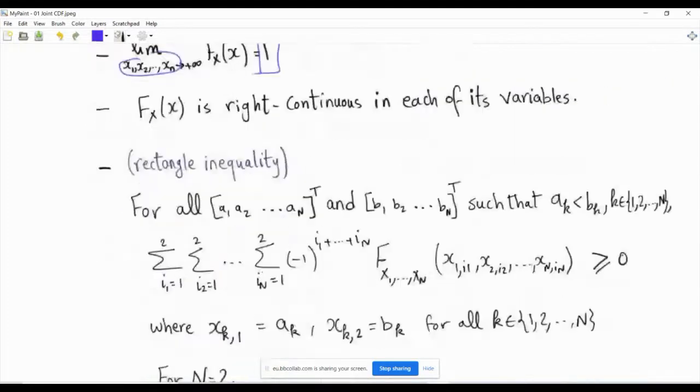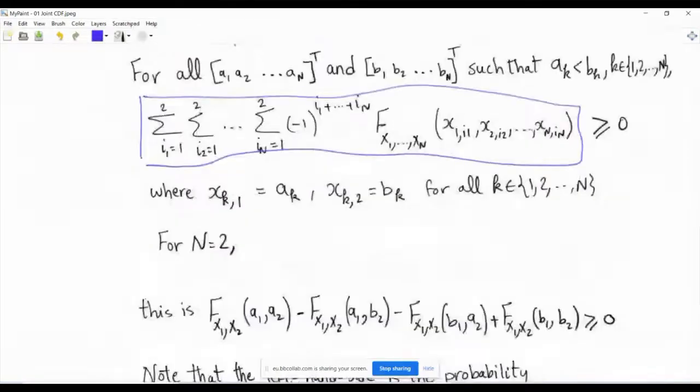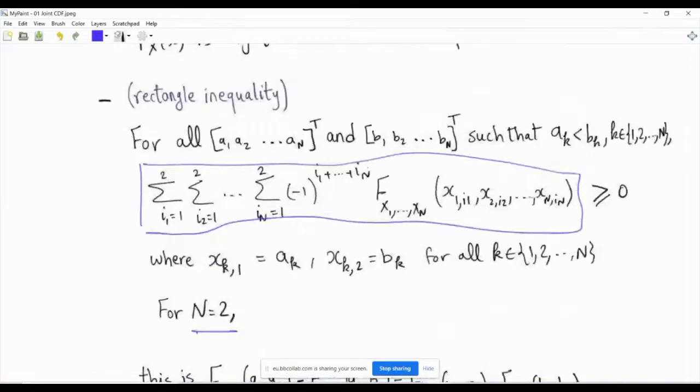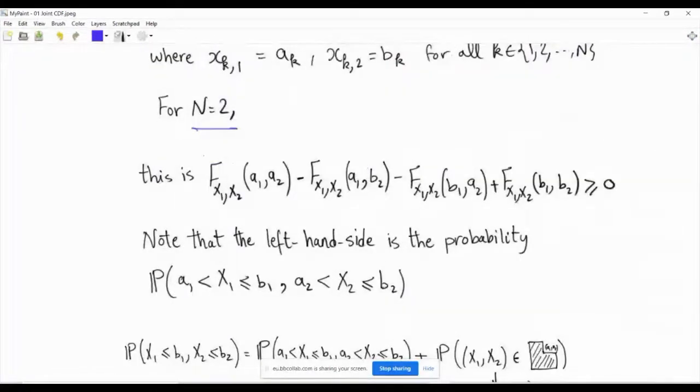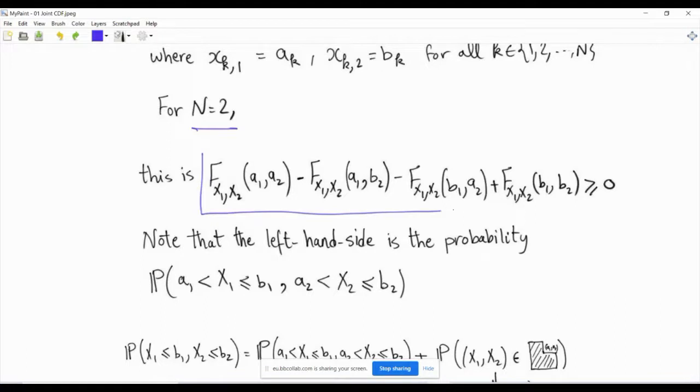And then last time we stopped at the rectangle inequality, which is basically this condition here. And this condition may look mysterious, so I said that, you know, let's try to investigate it when we just have 2 random variables. Okay, so for the case when big N is equal to 2, basically this rectangle inequality will be this probability here. Or let's not say probability, let's say that it will be this expression here. Okay. And so what is this expression?